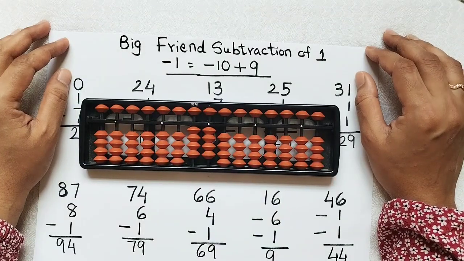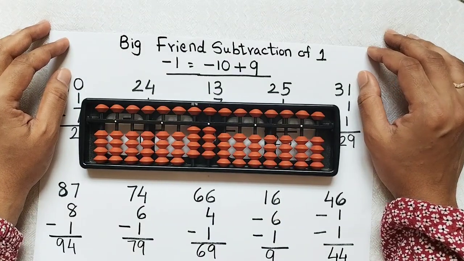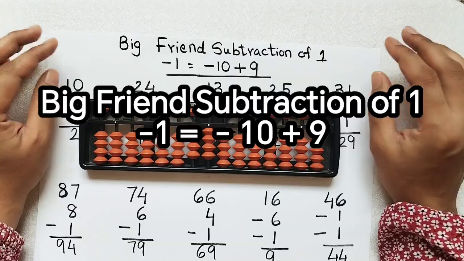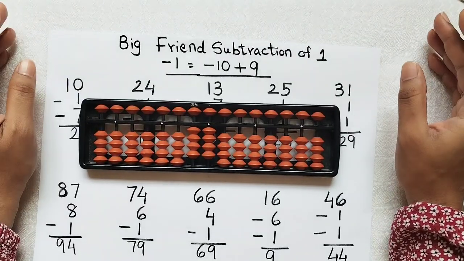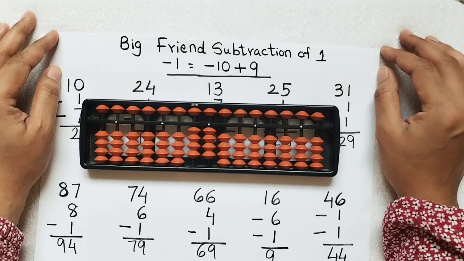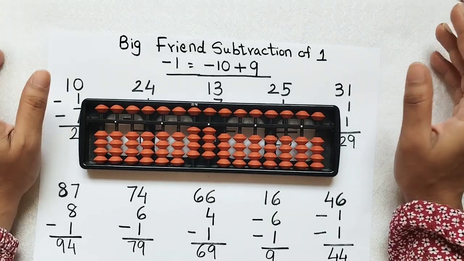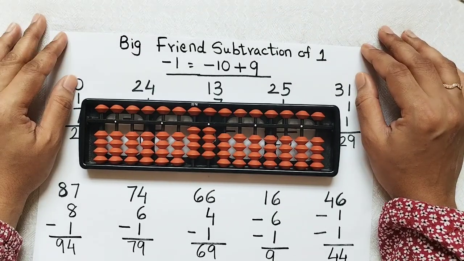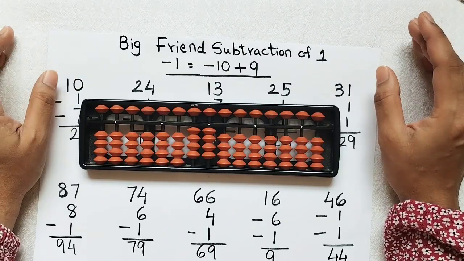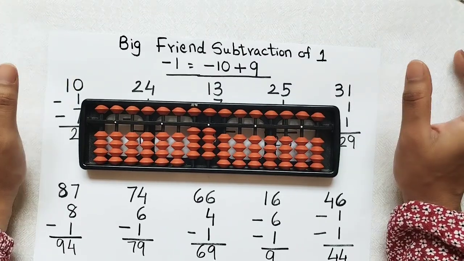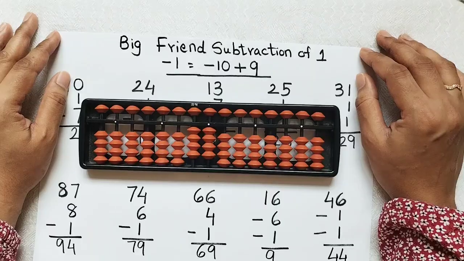Here we have solved all the examples using the formula. That is less 1 is less 10 plus 9. And that brings us to the end of today's amazing lesson on big friend subtraction of 1. Today you learn who the big friend of 1 is, when to use the formula, how to solve subtraction step by step, and practice more and more examples.